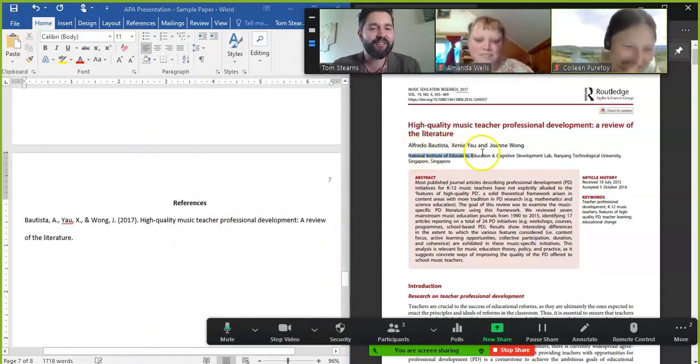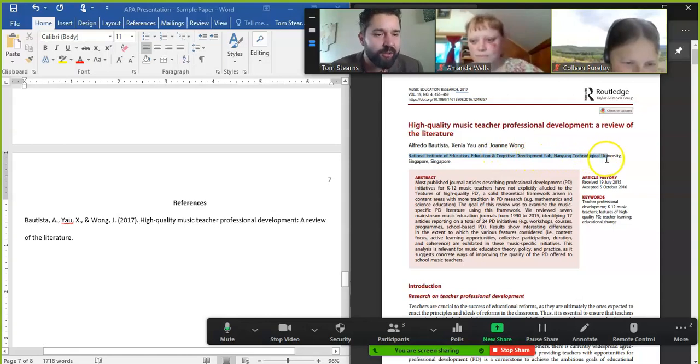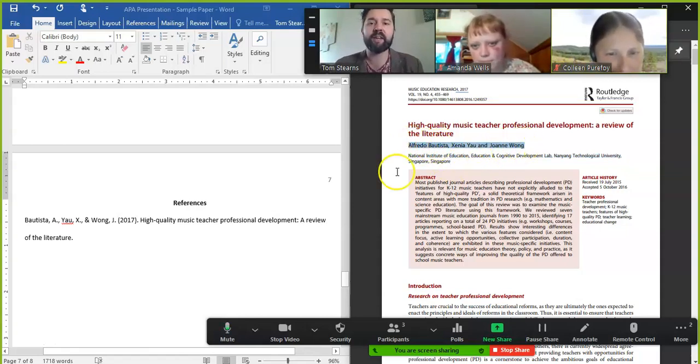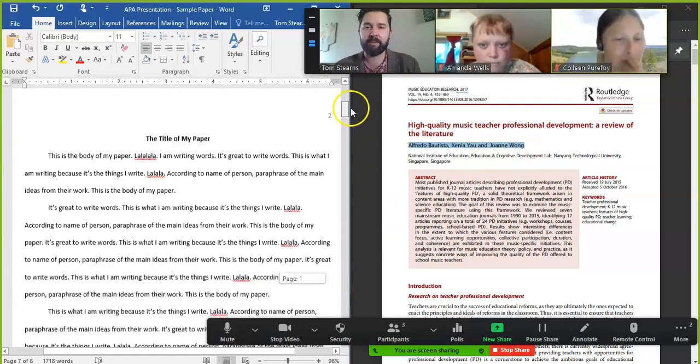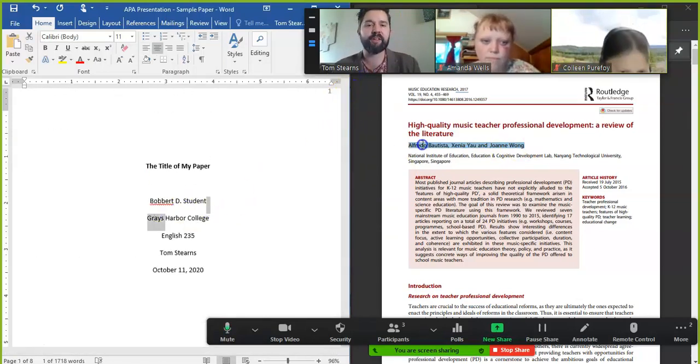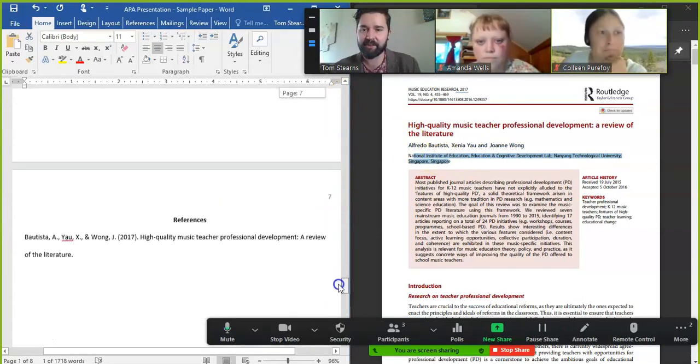Notice here, National Institute of Education, Education and Cognitive Development Lab, Nanyang Technological University, Singapore. I think that information is telling us where these people work or what their affiliations are. Kind of like at the start of my page, right, I put my name, student, Grace Harbor College. So they're putting their name and then their affiliations here too. Good guesses, though.